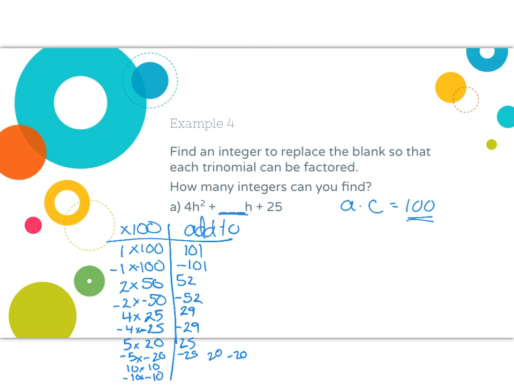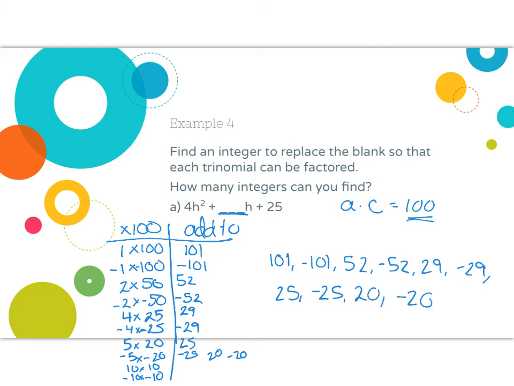So 101, negative 101, 52, negative 52, 29, negative 29, 25, negative 25, 20, and negative 20. How many integers was that? Well, that's 1, 2, 3, 4, 5, 6, 7, 8, 9, 10. 10 integers could work for this coefficient to factor our trinomial.